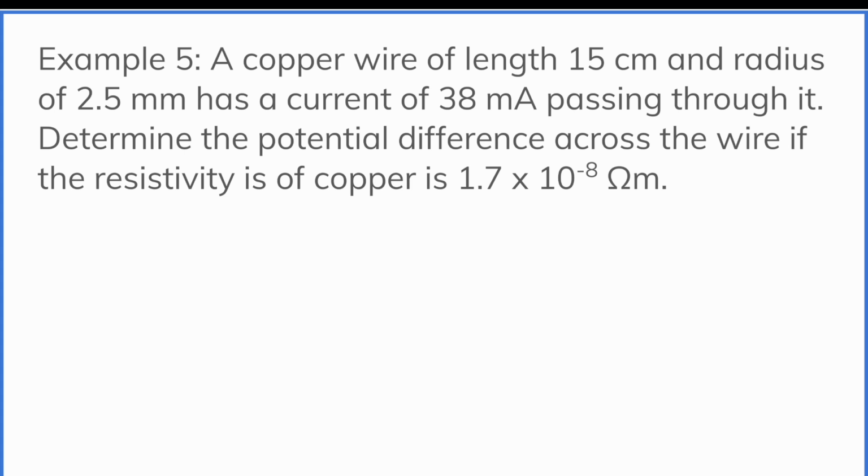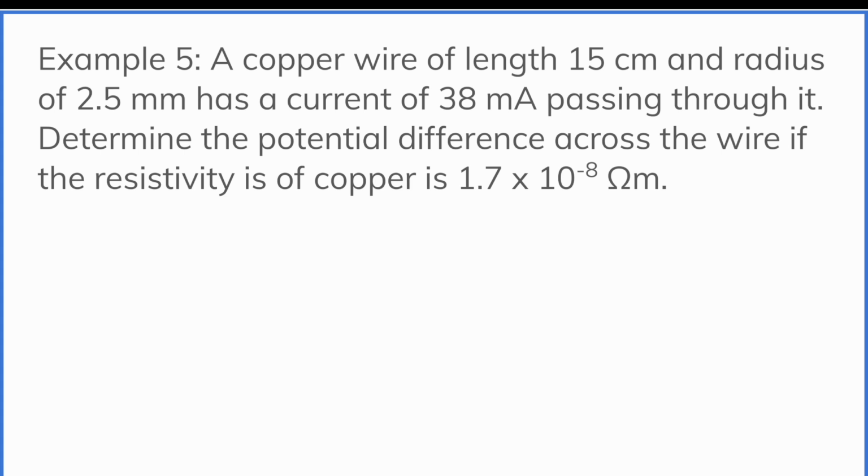A copper wire of length 15 centimeters and radius 2.5 millimeters has a current of 38 milliamps passing through it. Determine the potential difference across the wire if the resistivity of copper is 1.7 times 10 to the negative 8 ohm meters. Now we have a lot going on here, and this is definitely one of those questions where we maybe want to start listing out some variables.